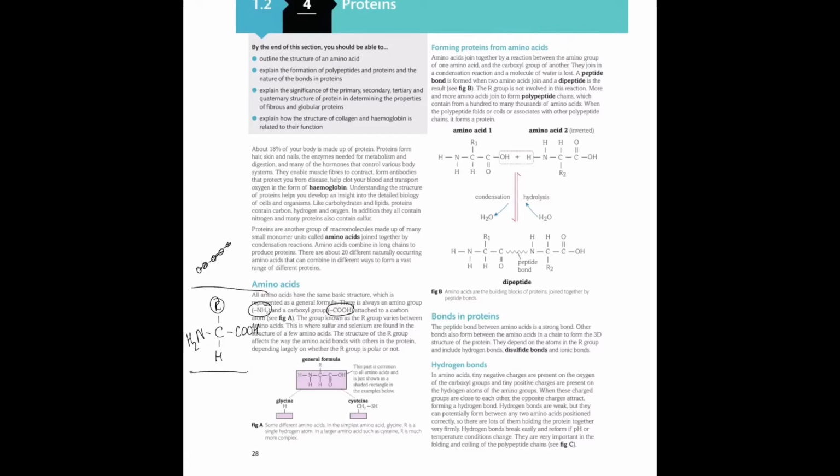The structure of the R group affects the way the amino acids bonds with others in the protein, depending largely on whether the R group is polar or not. Because if it's polar, then another amino acid can also be polar, and you can form hydrogen bonds.